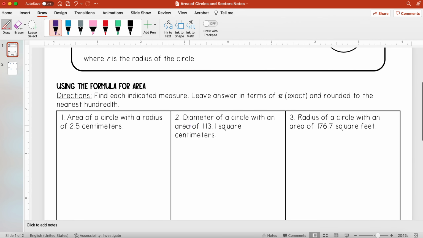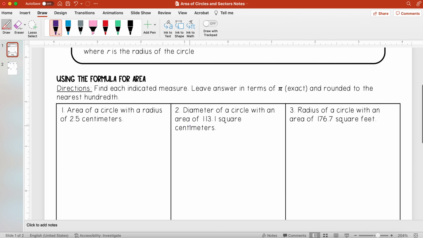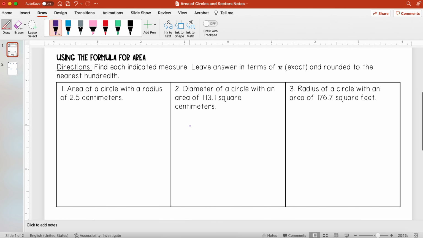So for these three problems we're going to be using the formula for the area to find the indicated measure. We're going to actually have two different answers. The first one we're going to leave our answer in terms of pi, which is called an exact answer. And then our second one, we're going to go ahead and round to the nearest hundredth. And so for all of these, we're going to remember that area is equal to pi r squared.